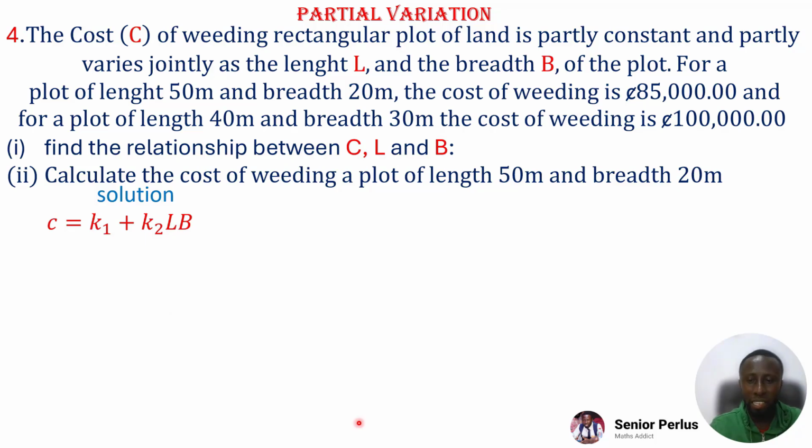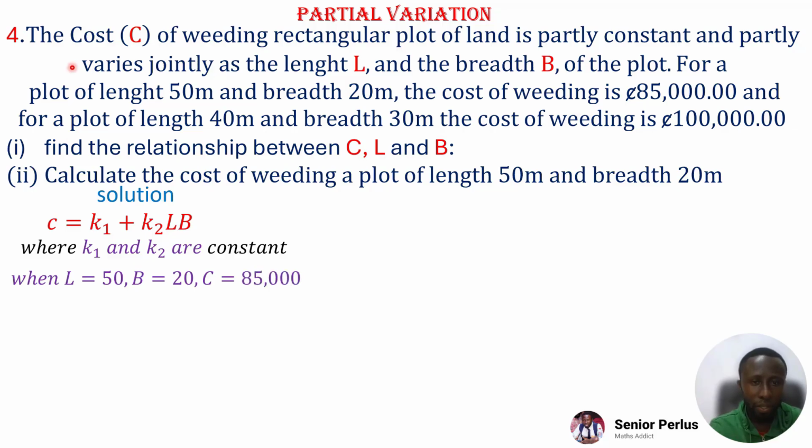Like I was saying, getting the equation is a problem. So now you know the equation. Let's continue. Where k1 and k2 are constants of proportionality. So in the question we are given, for a plot of land, the length is 50 meters and the breadth is 20.